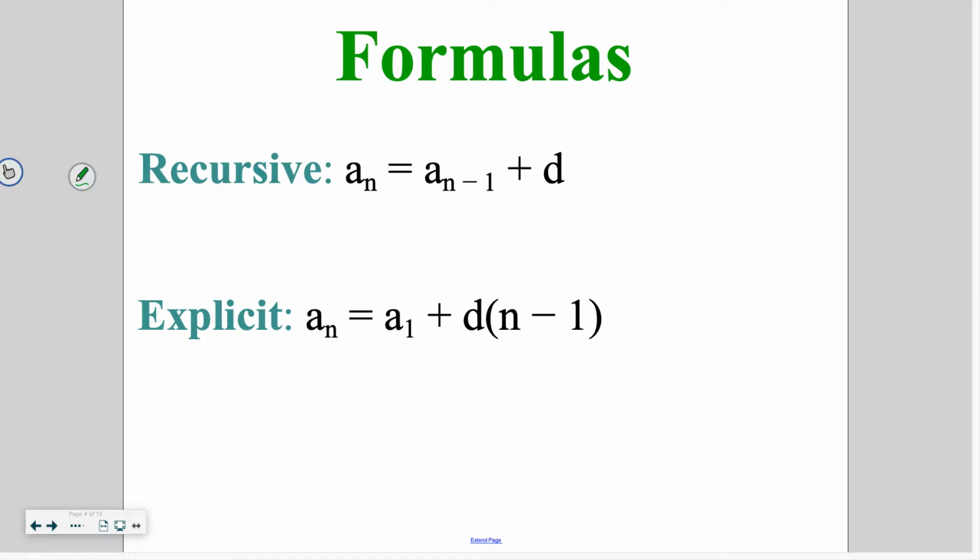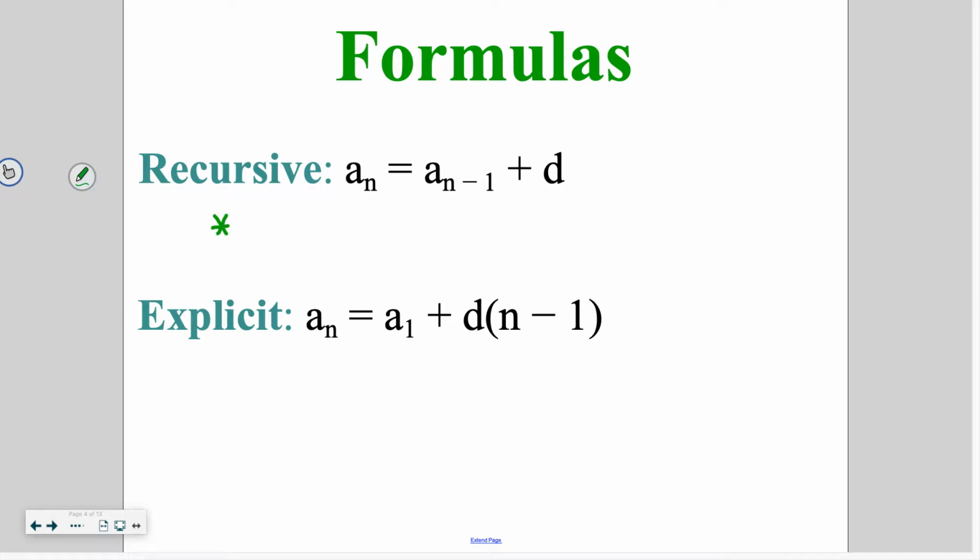There are 2 different types of formulas for arithmetic sequences. The recursive formula says any number, so a sub n, can be found by taking a sub n minus 1, so the number before it, and adding the common difference. That's what d stands for. So any number can be found by taking the term before it and adding the common difference.